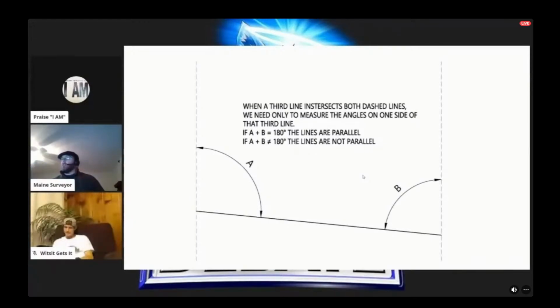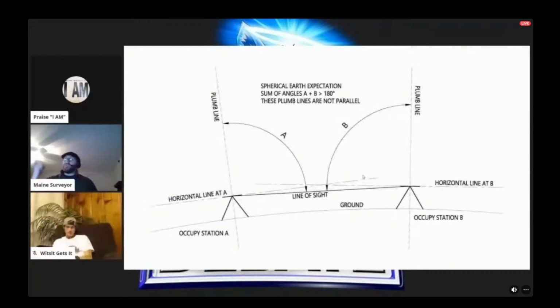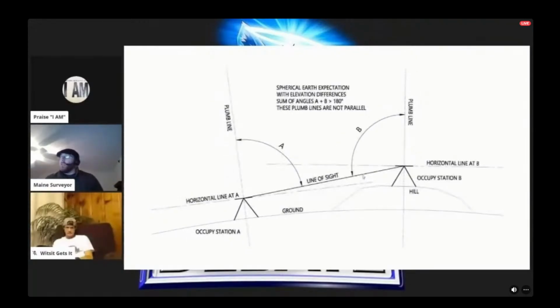Pretty simple stuff. Now let's apply that to a practical field exercise. We have an occupied station at A, we have an occupied station at B, and we're going to measure reciprocal zenith angles. The spherical expectation is that when we add A and B, those zenith angles will add up to more than 180 degrees, and then those plumb lines would not be parallel. We would know that.